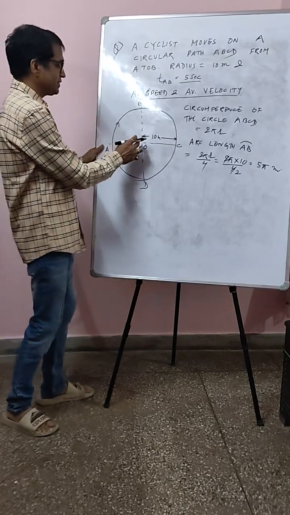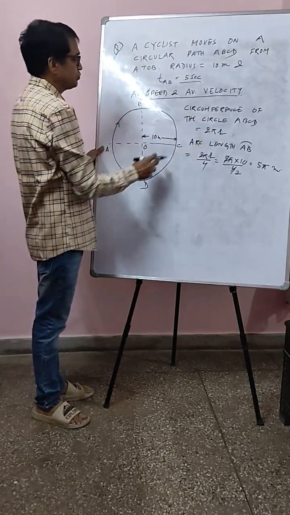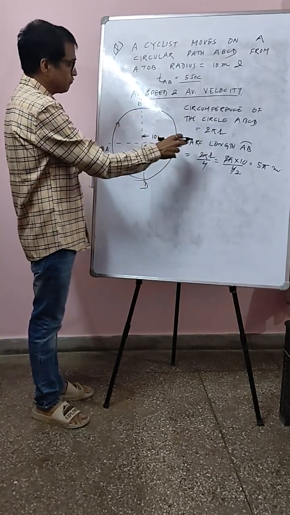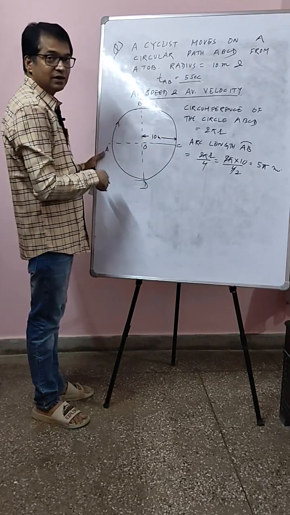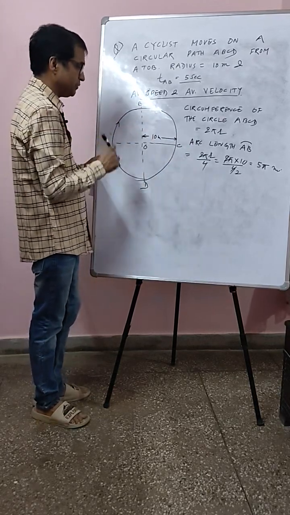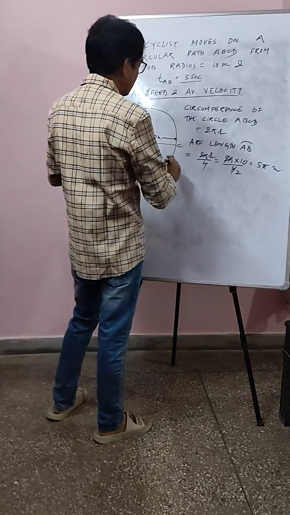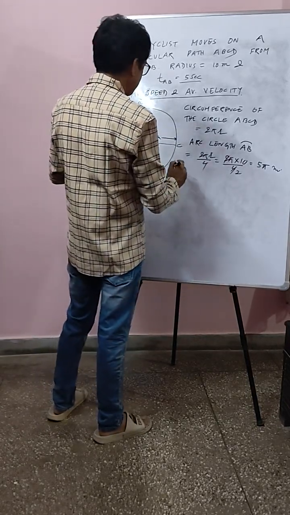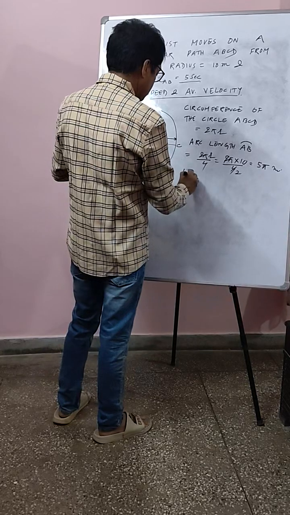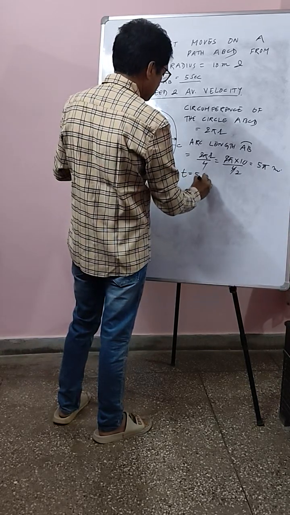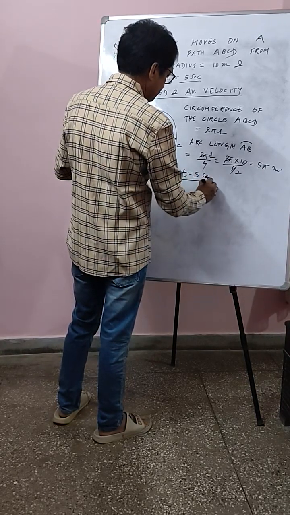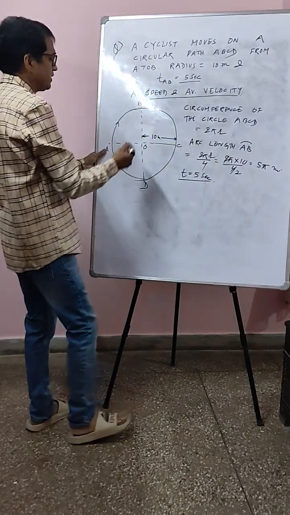Okay, radius is 10 meter, circumference is 2 pi r, arc length AB is 1/4 of the circle. Now the time taken to go from A to B is 5 seconds.